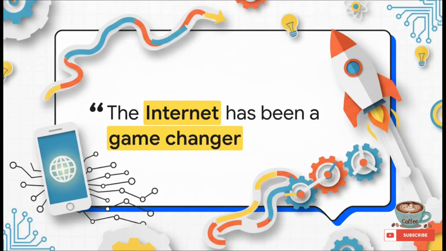And this right here is a perfect example of our next term, a game changer. This is an invention so significant that it completely rewrites the rules of how we live or work or play. The internet, the smartphone, these things didn't just improve on what we had. They created entirely new games for all of us to play.